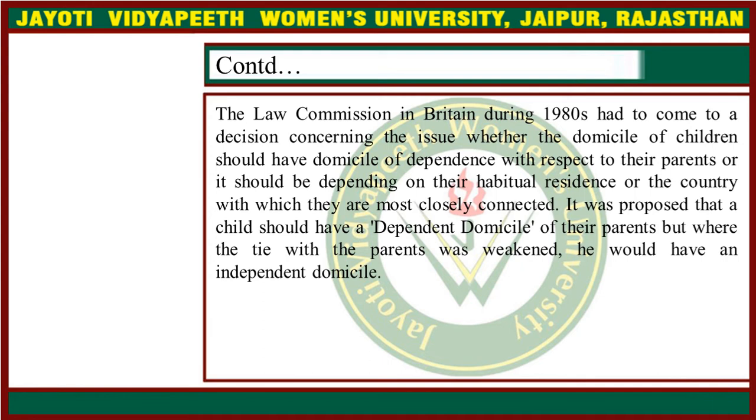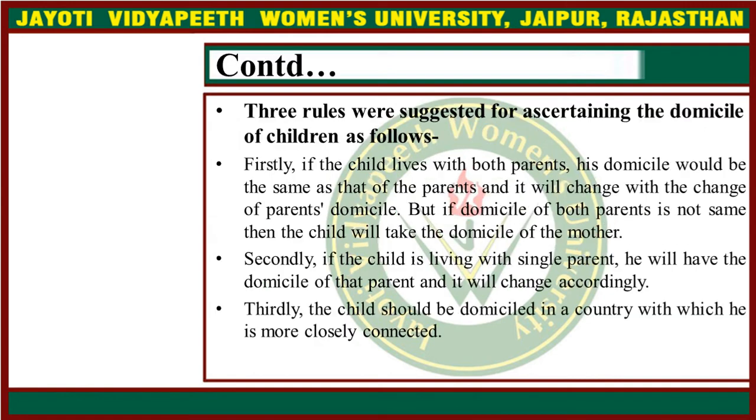It was proposed that a child should have a dependent domicile of their parents, but where the tie with the parents was weakened, he would have an independent domicile. Three rules were suggested for ascertaining the domicile of children. First, if the child lives with both parents, his domicile would be the same as that of the parents, and it will change with the change of the parents' domicile. But if the domicile of both parents is not the same, then the child will take the domicile of the mother.